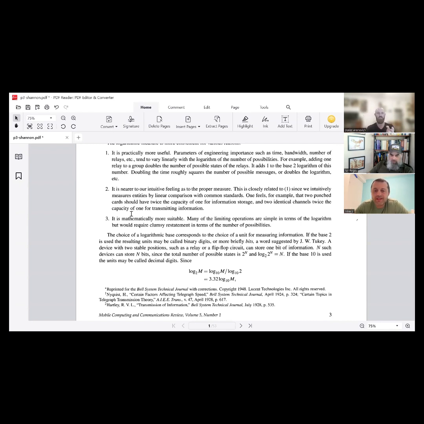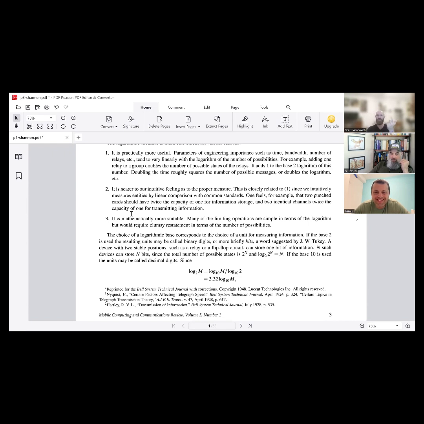Then he continues, number 2, it is nearer to our intuitive feeling as to the proper measure. So at the beginning, he said, let's throw away meaning, but now he talks about intuitive feelings. Okay, cool. This is closely related to the one I read previously, since we intuitively measure entities by linear comparison with common standards. One feels, for example, that two punch cards should have twice the capacity of one for information storage. So similar to what you said, Mike, right? And two identical channels, twice the capacity of one for transmitting information. Yeah. So assuming everything is binary, right? You add one, you get two extra options. You're just summing the number of bits.